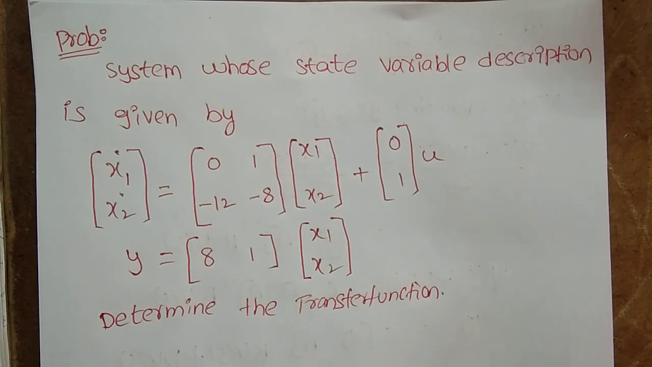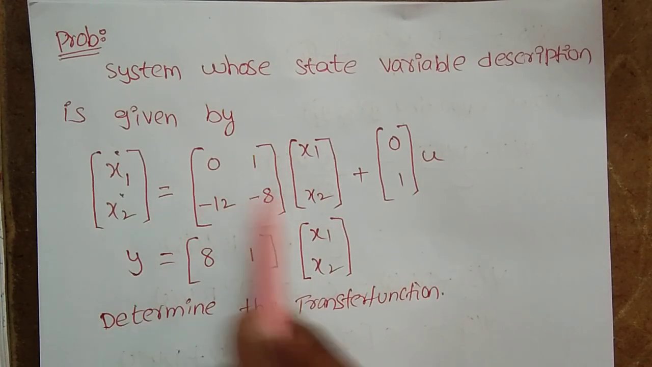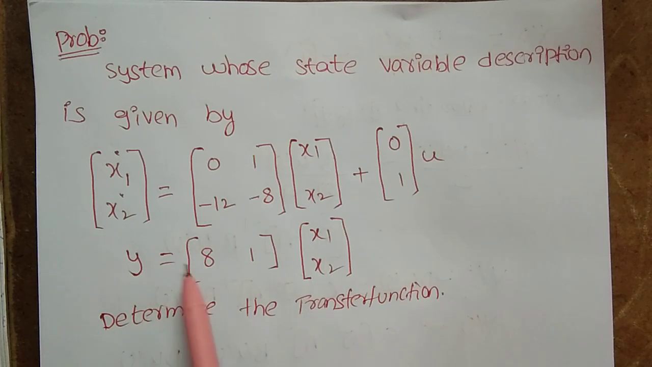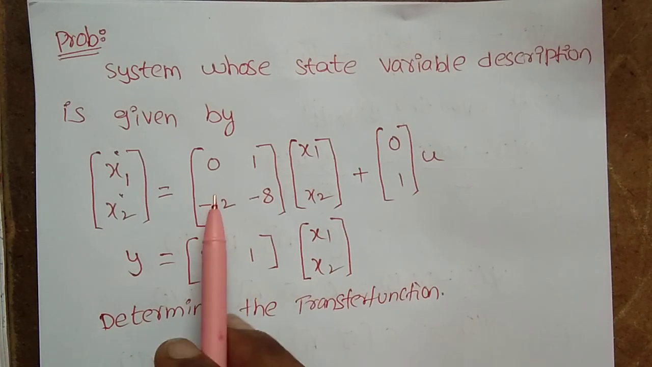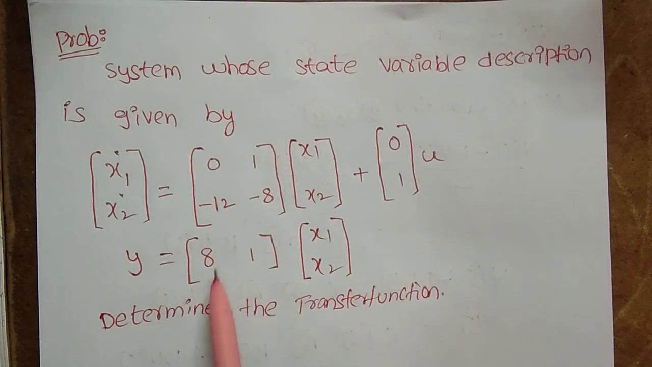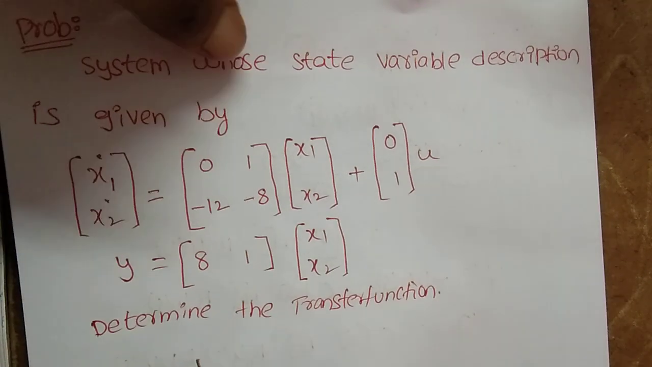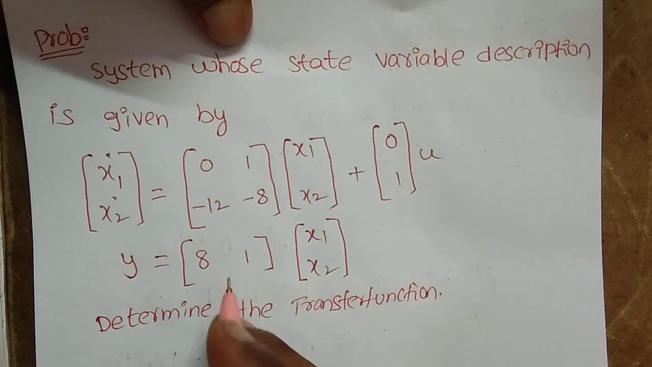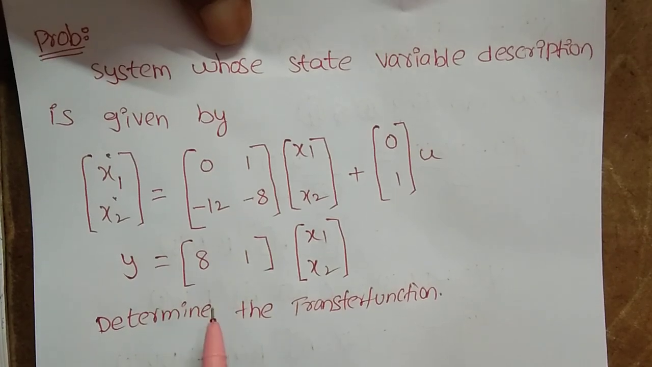First of all, identify these two equations. This equation is the state equation, and this equation is the output equation. By using these two equations, you can find the transfer function. First, you can write the A, B, C, D matrices by using these equations.